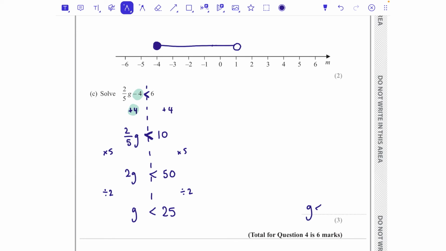And that whole thing has to go on the answer line. You can't just put 25 on the answer line because you need to show that it's less than 25. That is the solution. The less than is important. For 3 marks on that one.